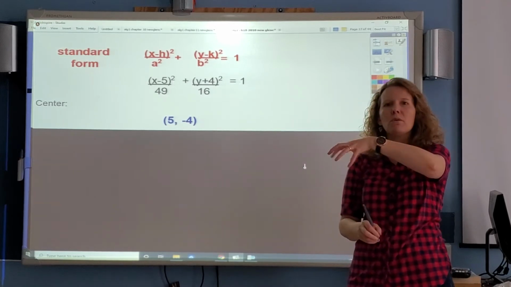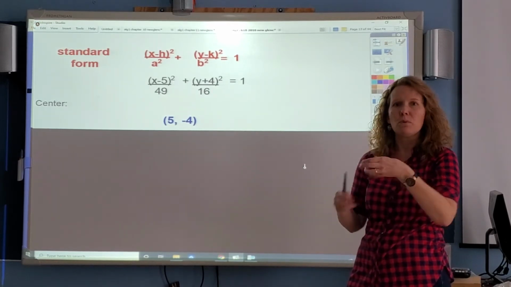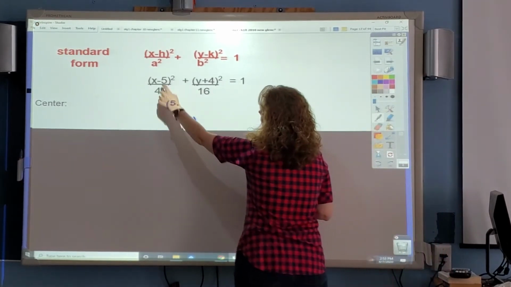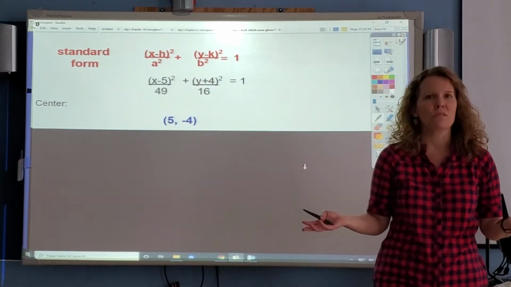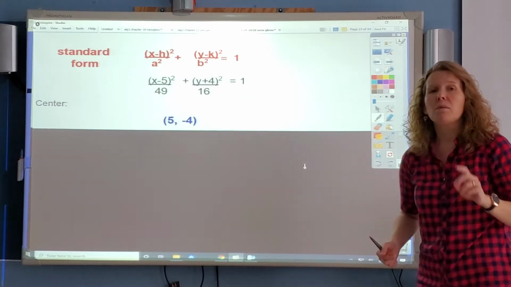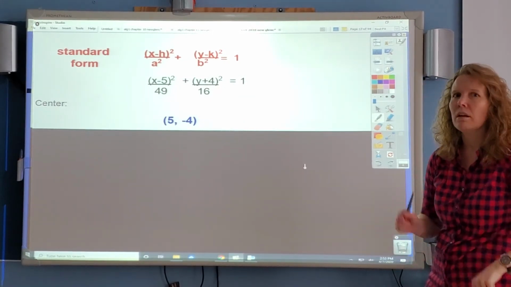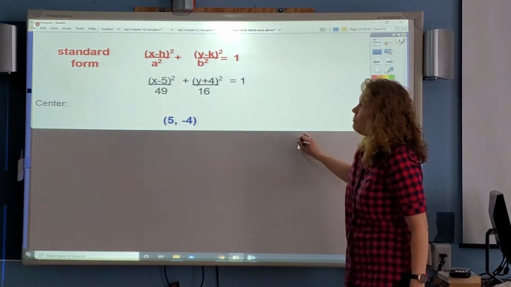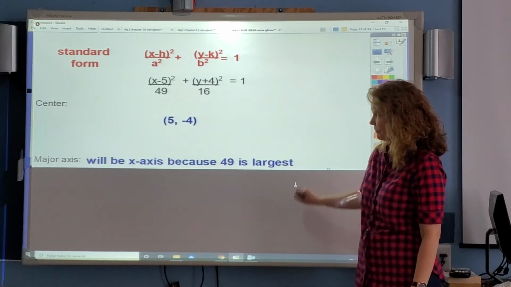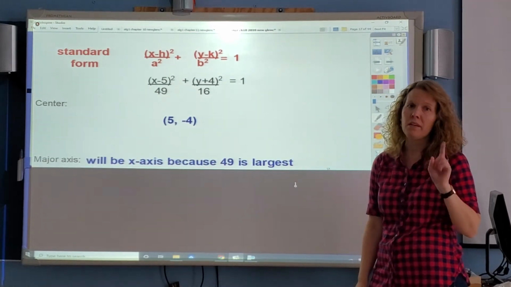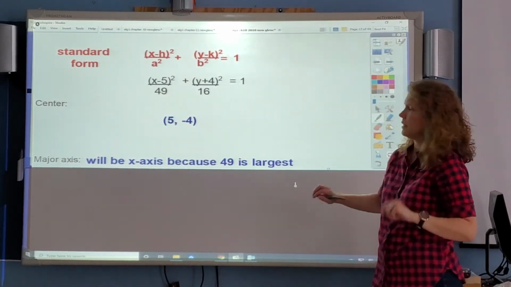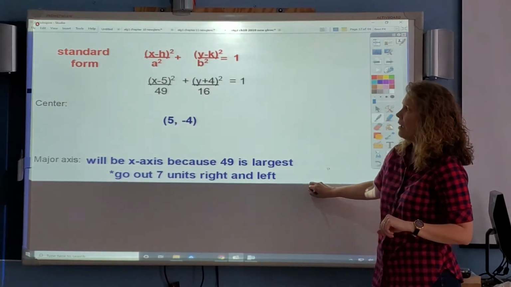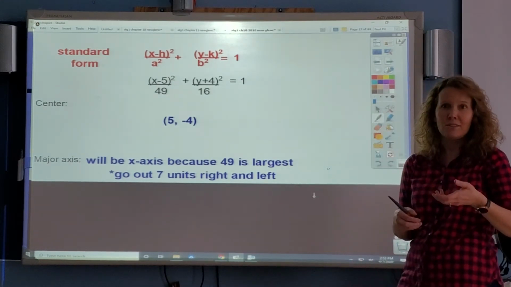When you go to graph, you're going to need a center point to help you graph. And for the center point, again, opposite sign, opposite sign. So most of that you're going to be used to doing. No big deal. But we're going to talk about a major axis and a minor axis. The major axis for this problem is the x-axis because this number under here is the biggest of the two, 49 and 16.